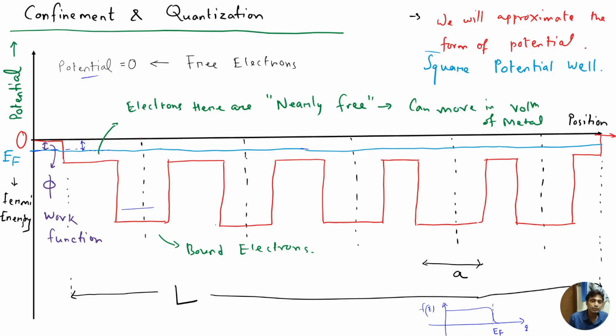Here the typical length scale of L is of the order of 1 meter, or tens of centimeters, whereas this a is of the order of a few angstroms or a few tens of angstroms, less than a nanometer. So you see the difference in order of magnitude: 1 meter and 10 to the power minus 10 meter, almost a difference of 10 to the power 10. The point to make here is that there are a large number of these wells, and the electrons actually see a very periodic structure.